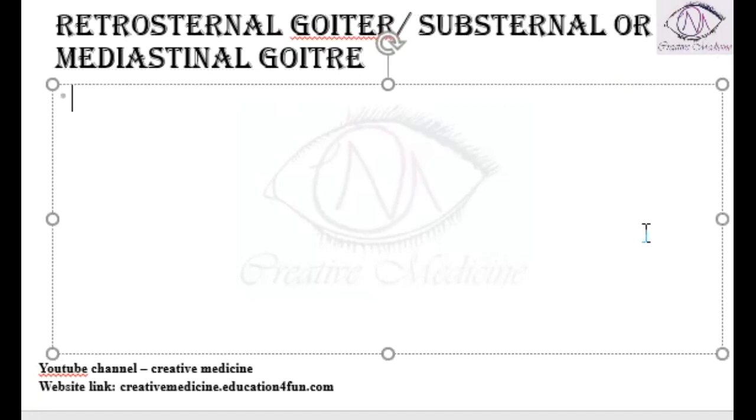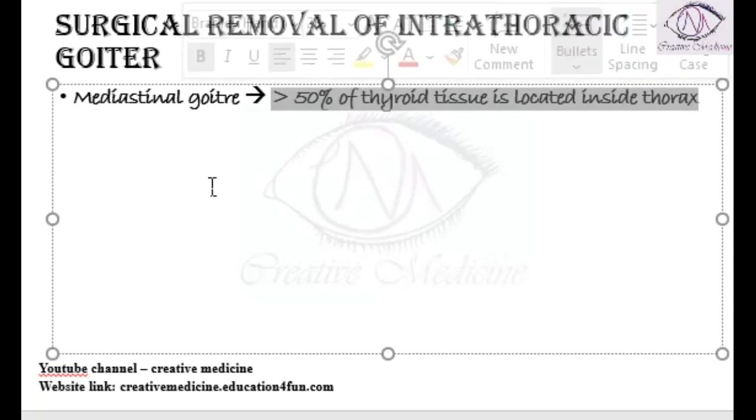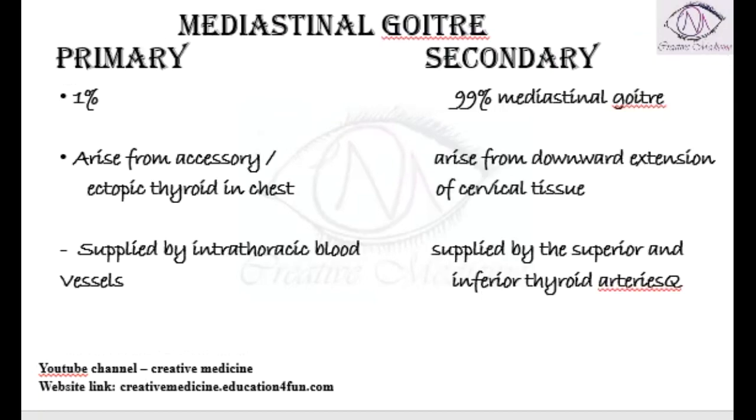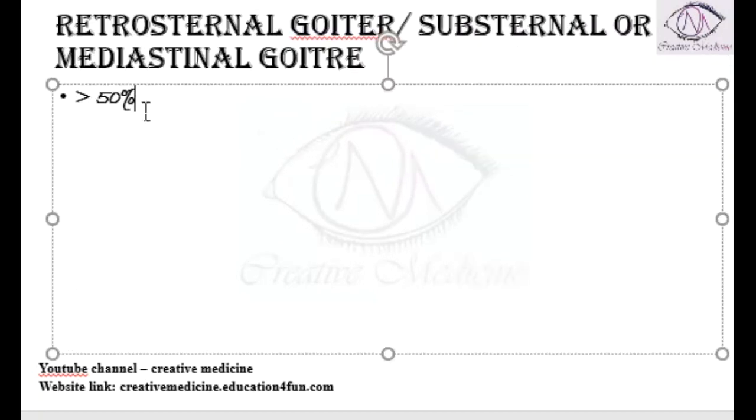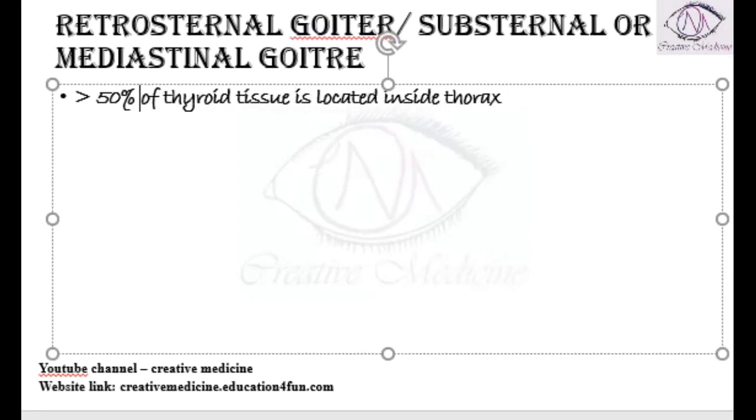A goiter is said to be retrosternal or substernal if more than 50% of thyroid tissue is located inside the thorax, behind the sternum. In such cases, it is called retrosternal goiter, substernal goiter, or mediastinal goiter.